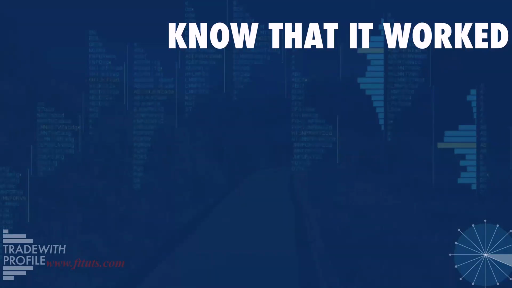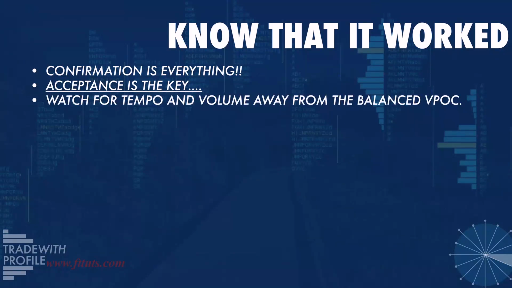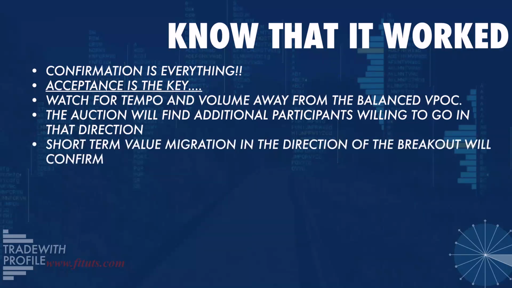So here's a couple things to watch out for. And remember that confirmation is everything. And also acceptance is key. So go back and look at module 3 on acceptance. But you're going to watch for tempo and volume away from that balance volume point of control in the middle of the balance, wherever you're marking balance by. And the auction will find additional participants willing to go in that direction. Short-term value migration in the direction of the breakout will confirm.